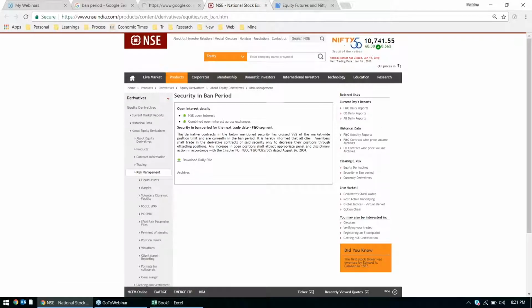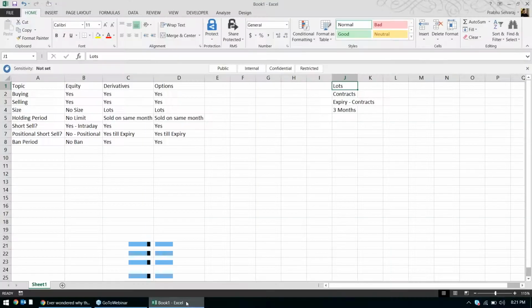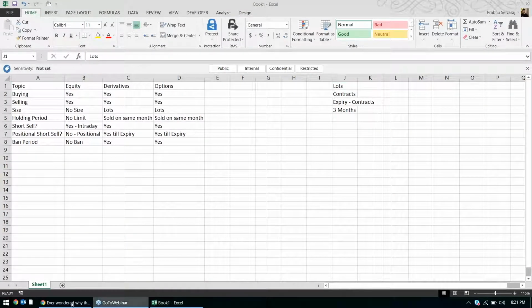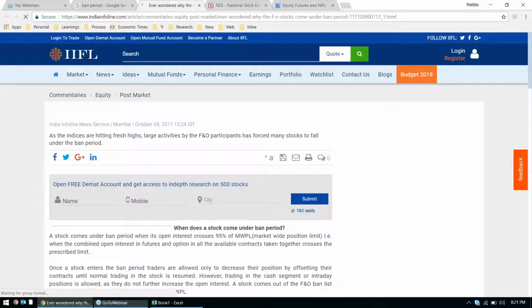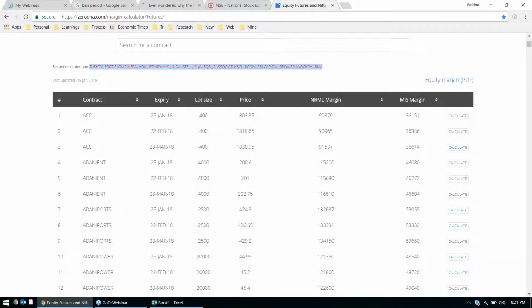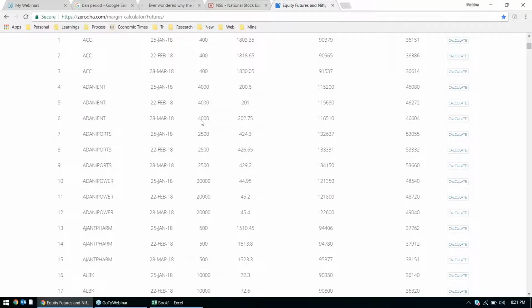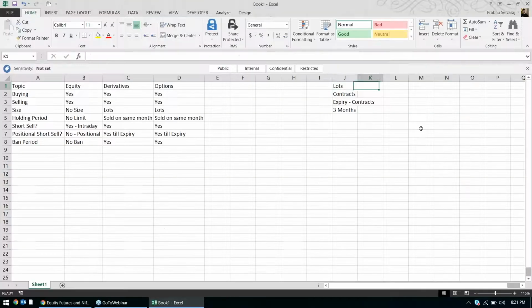Have a look at the document. It's clearly available. NSE also gives an explanation, and the rest also give explanations. If you still have a doubt on what is ban period, we'll take it up in the next class. And then I told you what is lot size. Lot size is different from stock to stock. You can look into all the lot sizes over here in Zerodha. That closes this part on lot size.